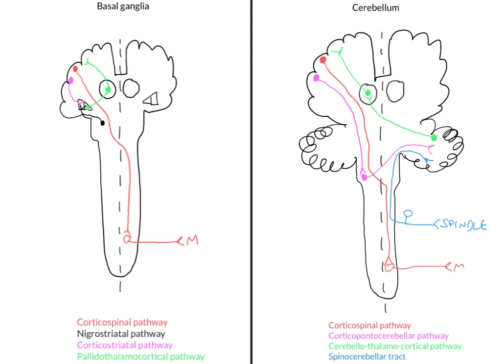So this is just me trying to explain to you the neuroanatomical basis of basal ganglia and cerebellar lesions with respect to the wiring and where pathways cross the midline.